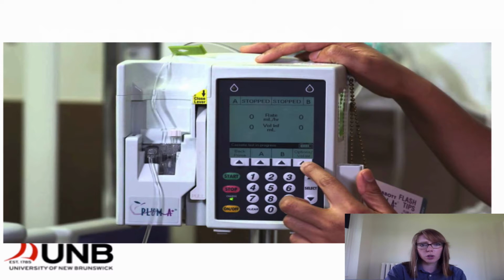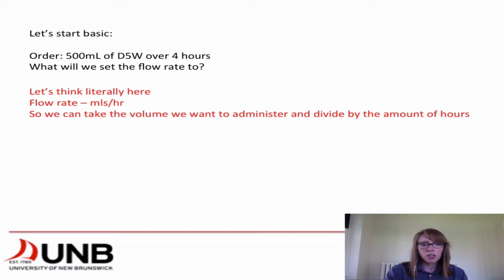So let's jump right into a question because I think that's the best way to explain what I'm talking about. So our order is for 500 mils of D5W over 4 hours. So what are we going to set the flow rate to? I haven't read here, let's think literally. So if the flow rate is set in mils per hour, then we can literally take the amount of mils that we have to give, which is 500, and put it over the amount of hours that we want to give it. In this case, it's 4 hours.